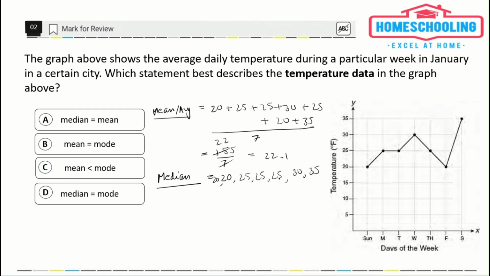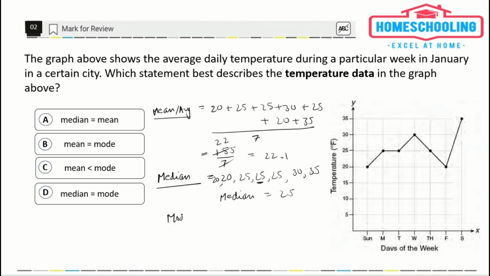The 7 numbers, that is odd. So we will find the middle one. So the middle one is 25. Hence the median is 25, because 3 numbers are on the left side, 3 numbers are on the right side, and we have one number in the middle. That is going to be the median. So median is 25.